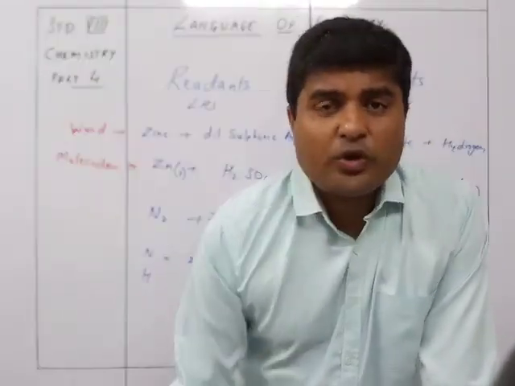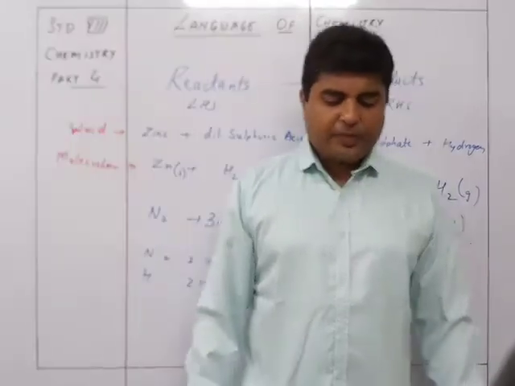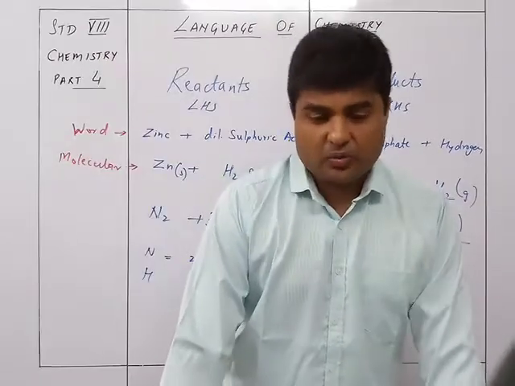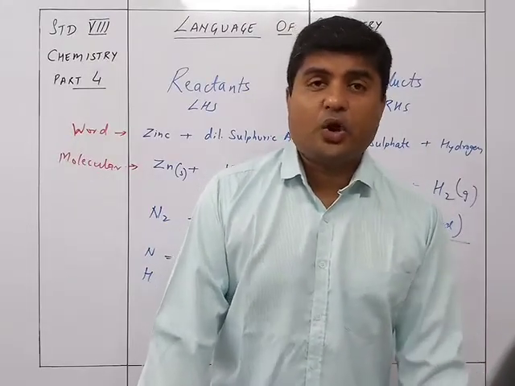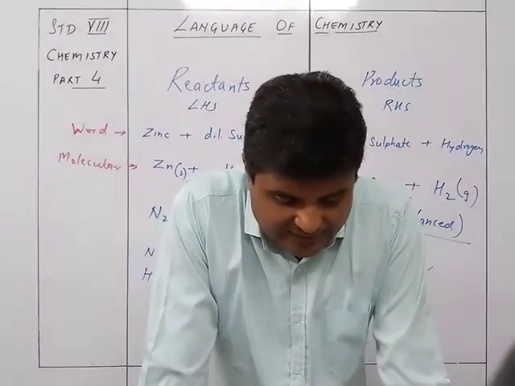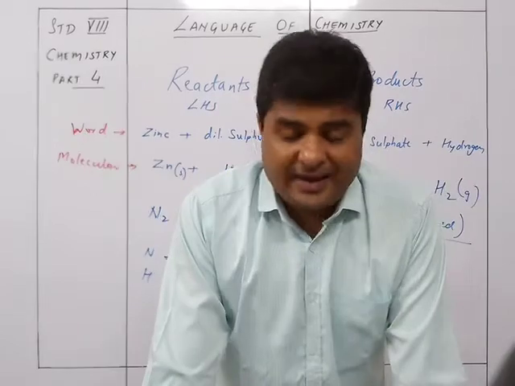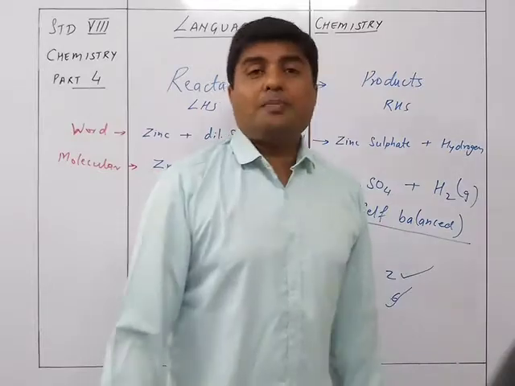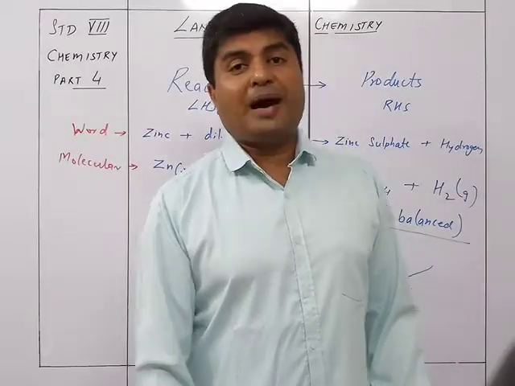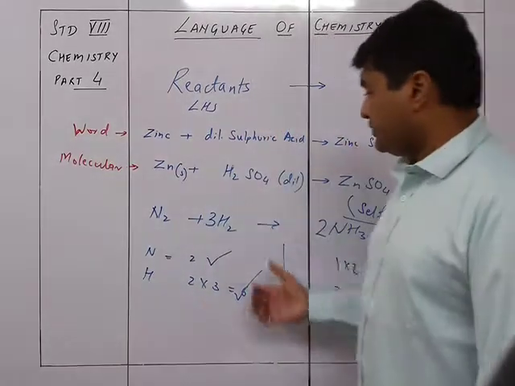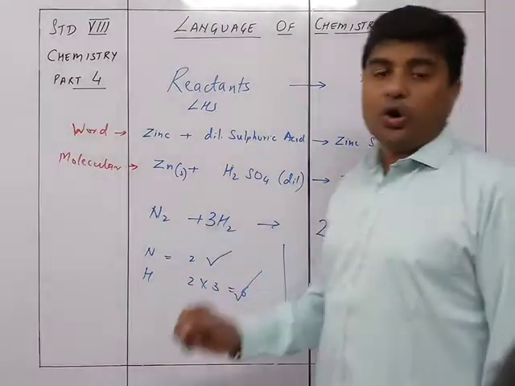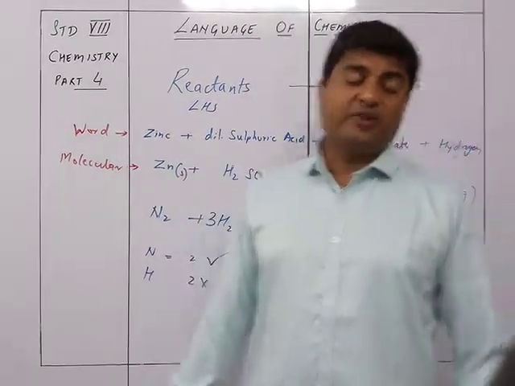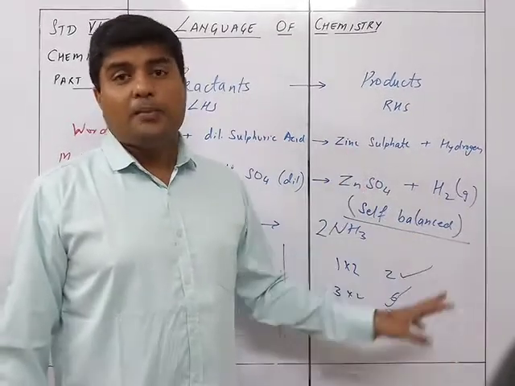So why do we balance it? The reason is that an equation must be balanced to comply with the law of conservation of mass. What was the law of conservation of mass? Matter can neither be created nor be destroyed. In the course of a chemical reaction, matter is neither created nor destroyed during the chemical change. So in a balanced equation, the total mass of the reactants is equal to the total mass of the products, because the total number of atoms of each element on the reactant side is equal to the total number of atoms of each element on the product side.